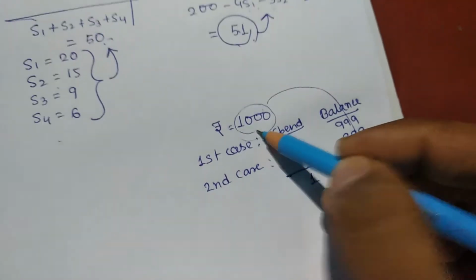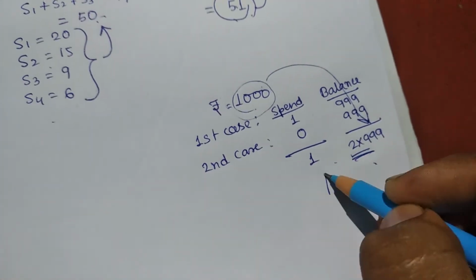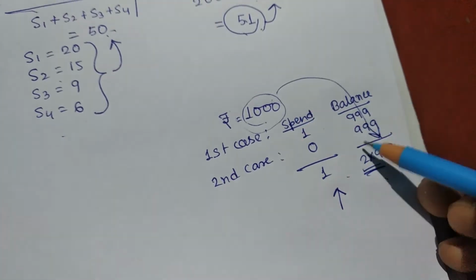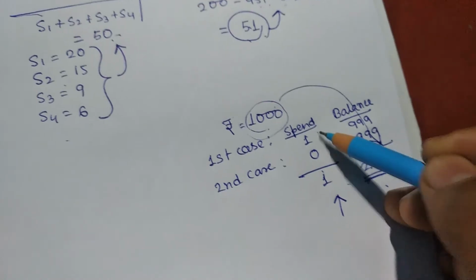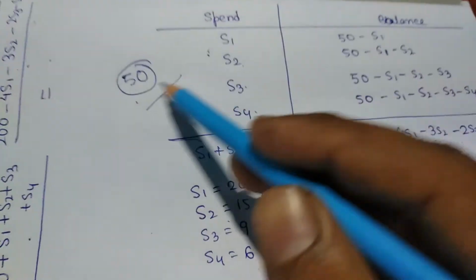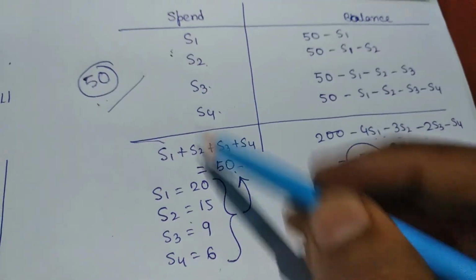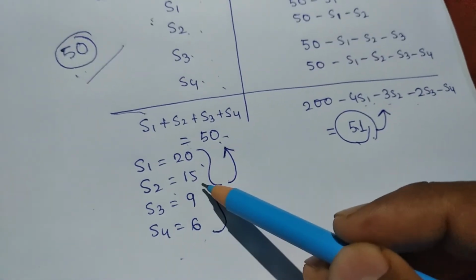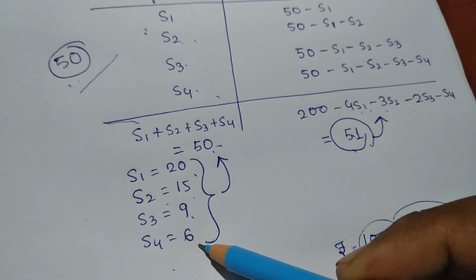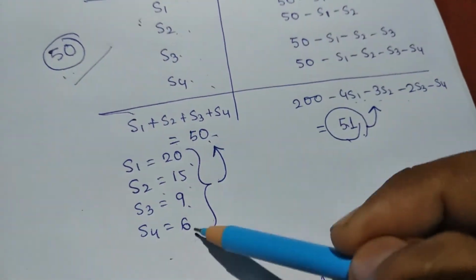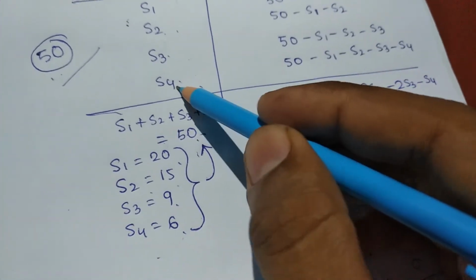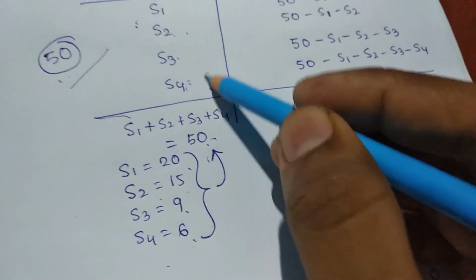But that doesn't mean this 1000 got increased here and I am going to reach it in one day. That's not the case. The spent value is just the spent value. Here from the 50 rupees I have spent all the money, S1, S2, S3, S4, just like this, 20, 15, 9 and 6 from 50. So their sum is 50. So therefore all the 50 rupees is gone, and after S4 there is 0.